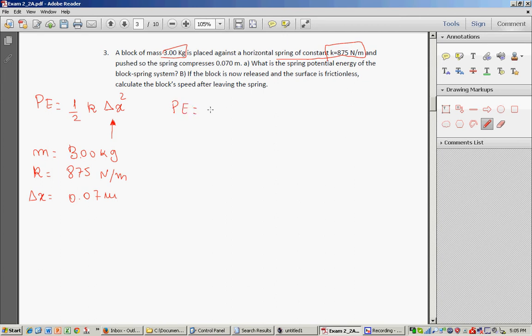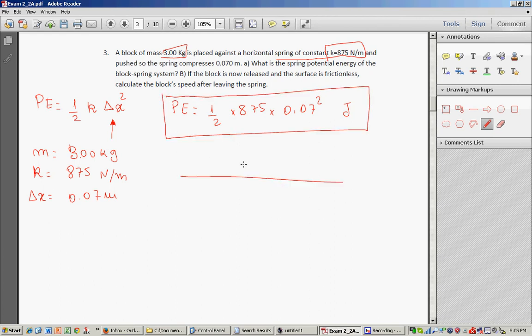This is just a way of, hey, can you plug numbers into an equation? It is equal to half times 875 times 0.07 squared. And then you have a number. I don't have a calculator right in front of me right now, but you have that in joules. So this is energy that has been stored in the spring.